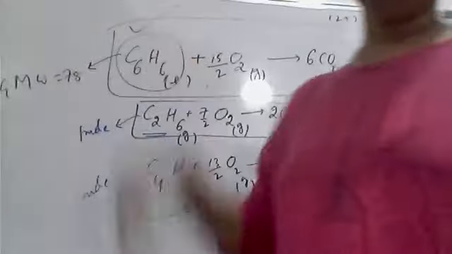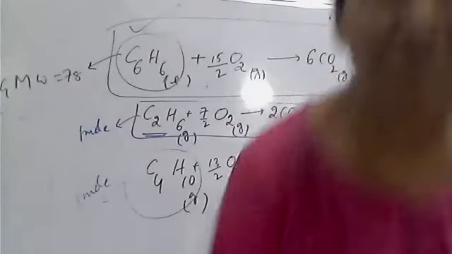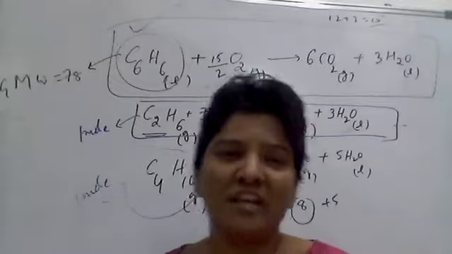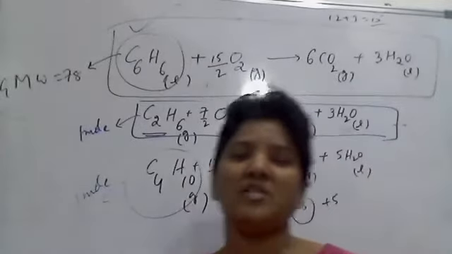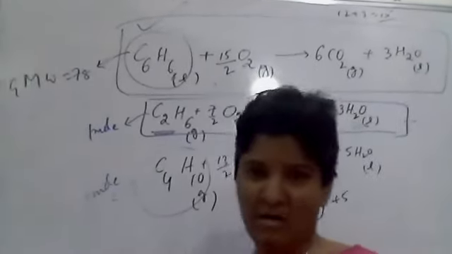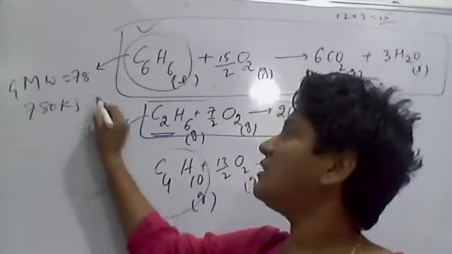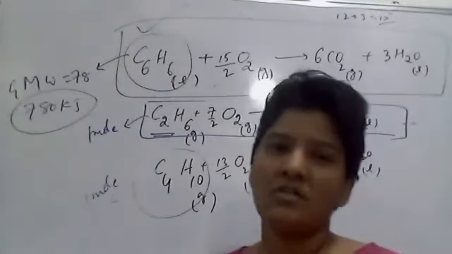When 1 mole of benzene is burnt in air, that is combustion. So luckily, it will be a shortcut for us to remember easily. The heat released is 780 kilojoules. 780 kilojoules. So like that.